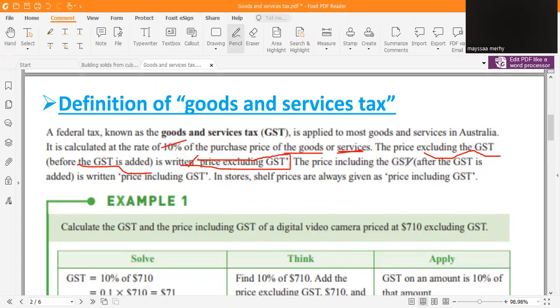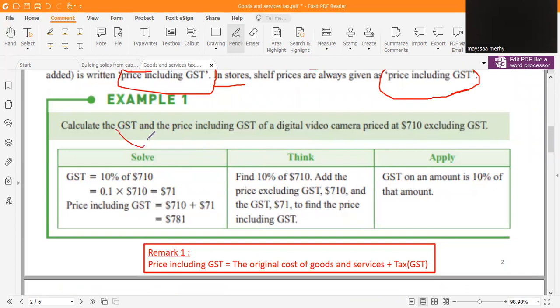The price including the GST is the original price of the goods or services plus the goods and services tax added. We know it as price including GST. So the GST is the goods and services tax. Normally in stores, the prices on the shelf are given including GST.